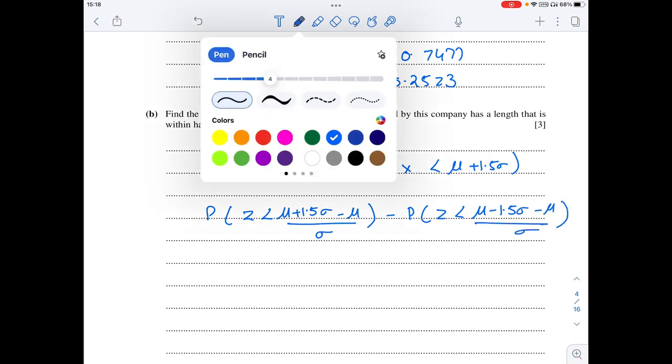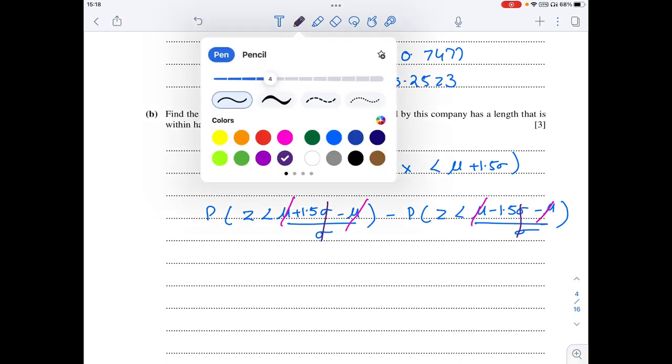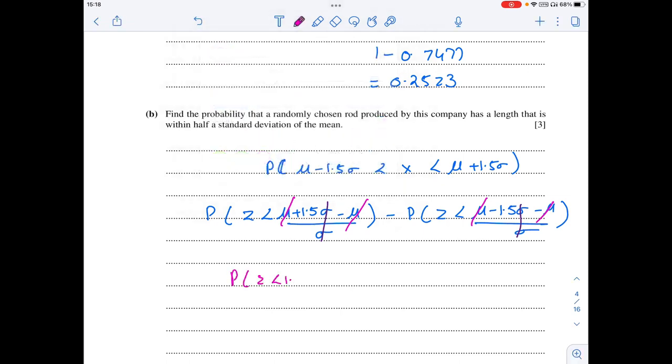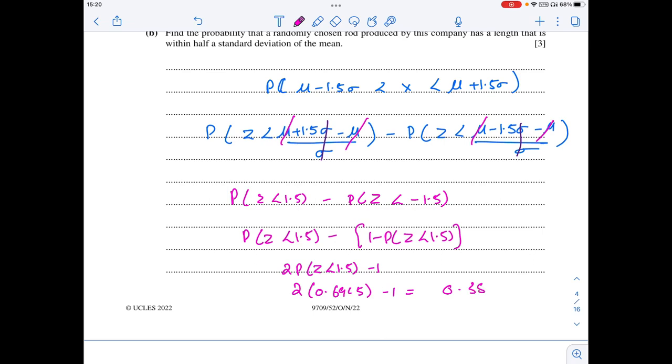So what happens there? Mu and mu get cancelled, then sigma and sigma also get cancelled. So what am I left with? Probability of z less than 1.5 minus probability of z less than negative 1.5. So probability of z less than 1.5 minus 1 minus probability of z less than 1.5. So it becomes 2 times probability of z less than 1.5, minus 1. So 2 times 0.6915 minus 1, which is 0.383.